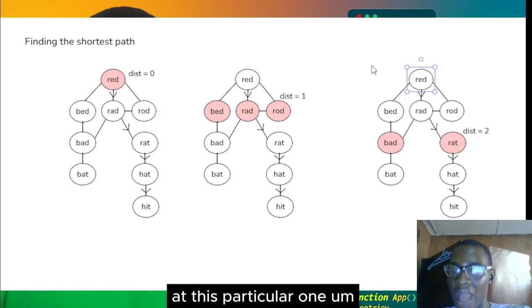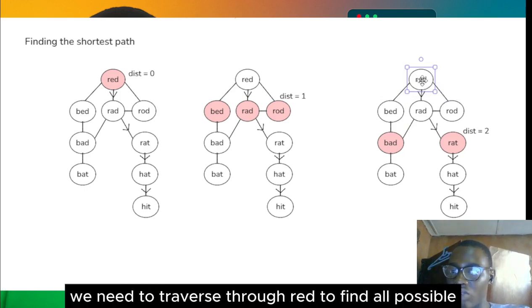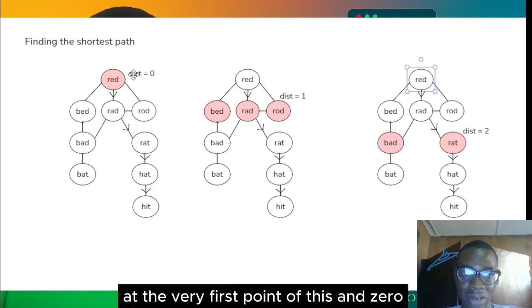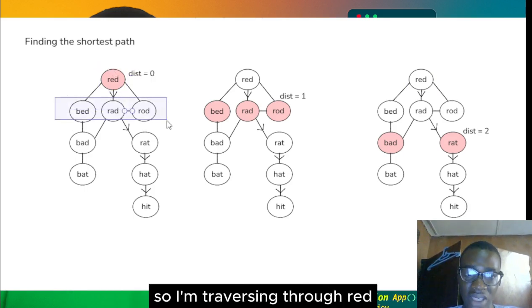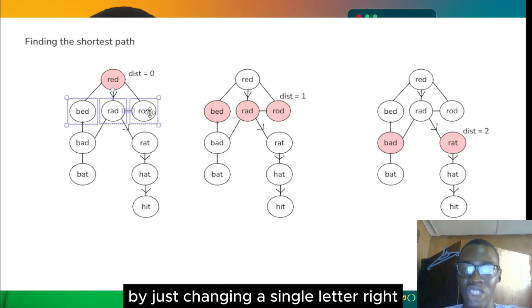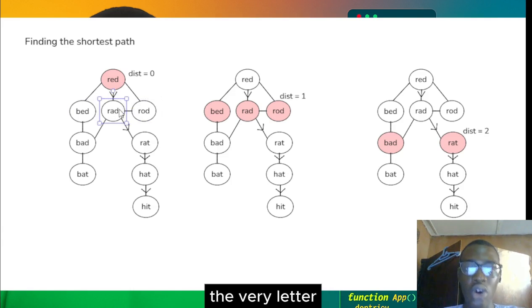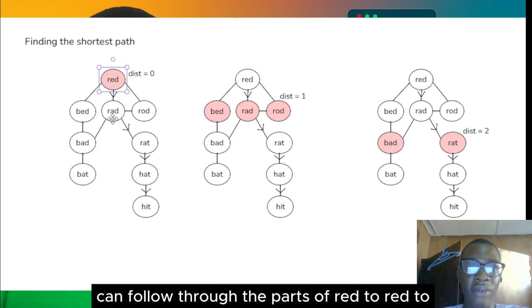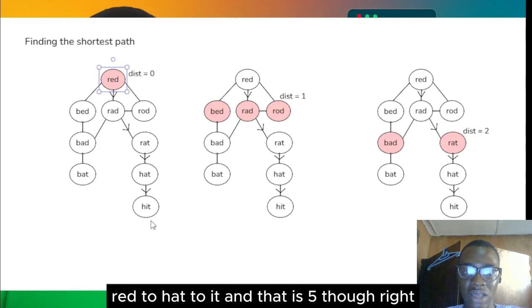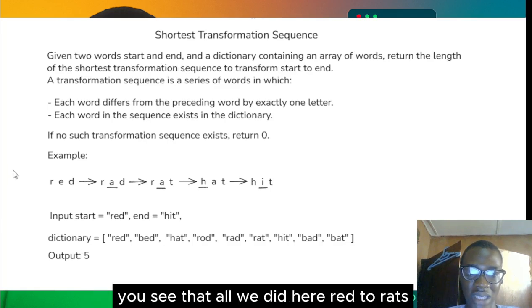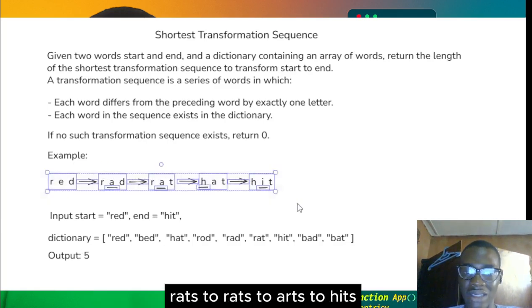Fine, I know that at this particular one, red is gonna be red. At the very first point of distance 0, we need to traverse through red to find all possible words. So traversing through red, we figure out that bed, rad and rod can be formed from red by just changing a single letter, right? Even though the very word that is gonna lead us to the shortest path is rad. Why? Because we can follow the path of red to rad to rat to hat to hit, and that is 5, right? If you check the problem statement here, you see what we did here: red to rad to rat to hat to hit.